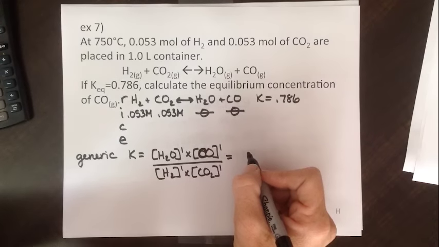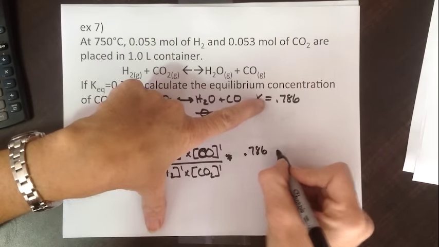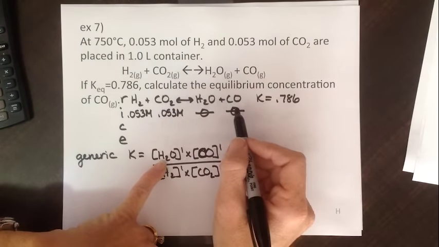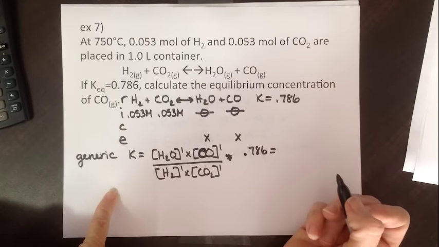I'm going to plug in what I know. At equilibrium, I know 0.786, the K equals, I don't know how much I made. So in algebra, when you don't know, you just put X.